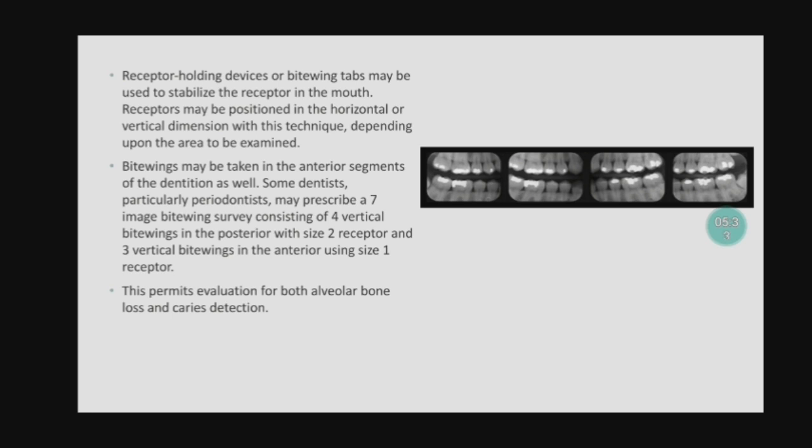Some dentists, particularly periodontists, may prescribe a 7-image bite wing survey consisting of 4 vertical bite wings in the posterior with size 2 receptor and 3 vertical bite wings in the anterior using size 1 receptor. This permits evaluation for both alveolar bone loss and caries detection.